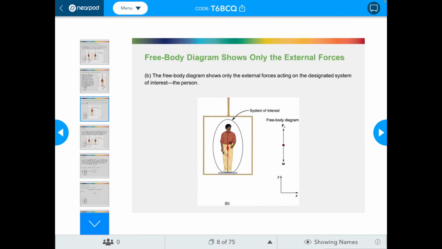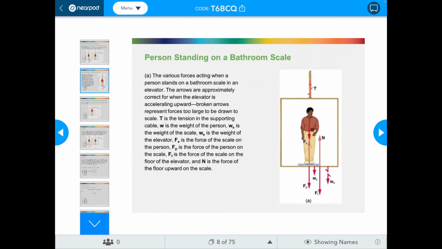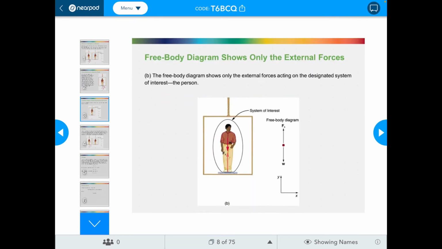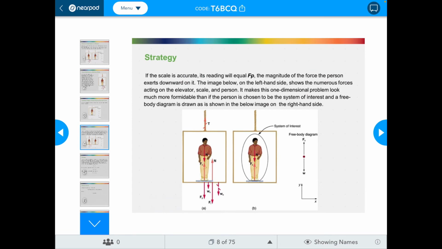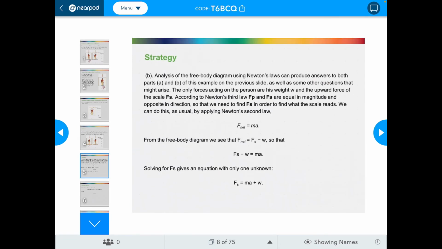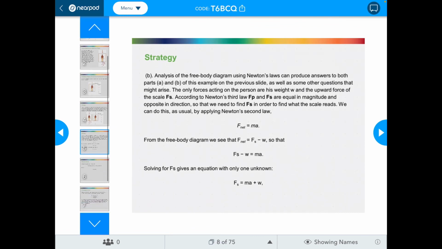So for A, it's pretty self-explanatory. There's a lot of forces you can see going on there, but really the scale is just going to read the combination of the person's weight as well as the mass times acceleration of the elevator. When it is just the person standing there moving at a constant velocity, it's still reading his weight. So that's what's going to be going on here. So you can see here for part A, there's the combination of the mass times acceleration and the weight.